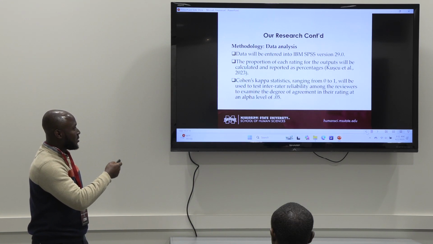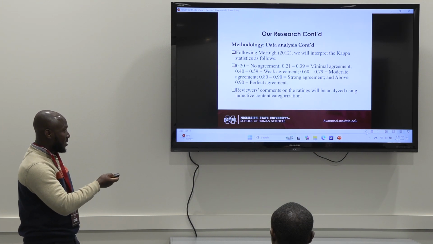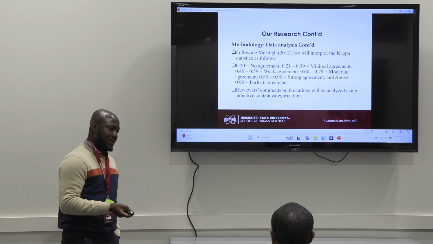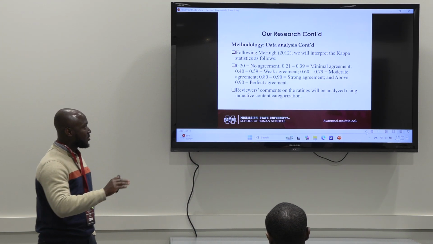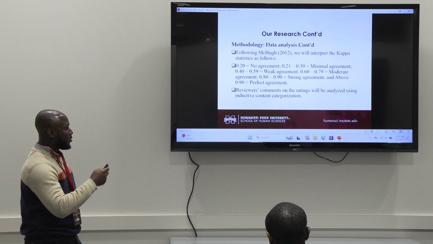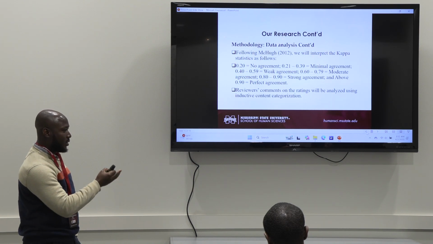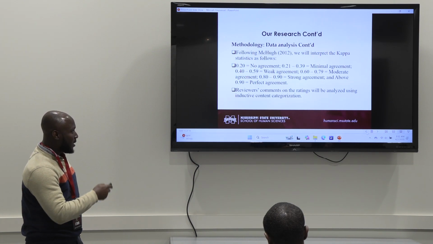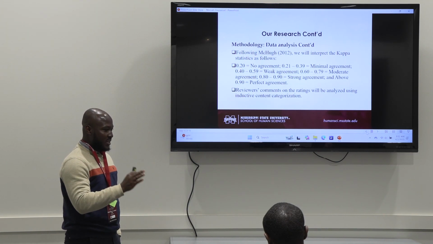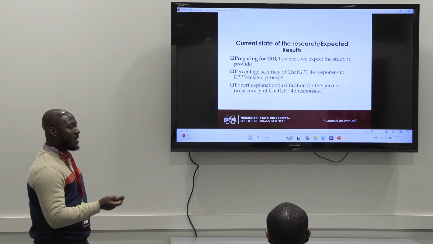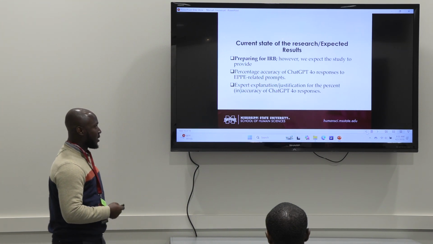So we will analyze our data using these analytical tools as well as inductive content categorization. We will first calculate the percentage of those responses that will be judged correct or incorrect or irrelevant, and then we use that to determine the degree of accuracy. Then we will also use the experts' comments or their textual justification to back up the degree that we will find. And we will also like to find out the inter-rater reliability amongst the experts to see the agreement between their ratings. It would have been nice to present the result, but unfortunately we are still in the process of receiving the IRB approval, so we cannot share the result now.